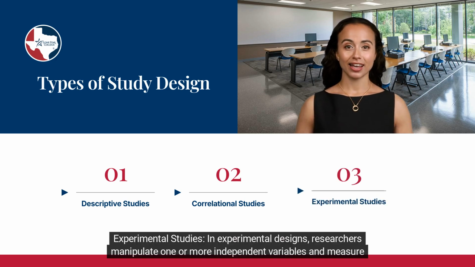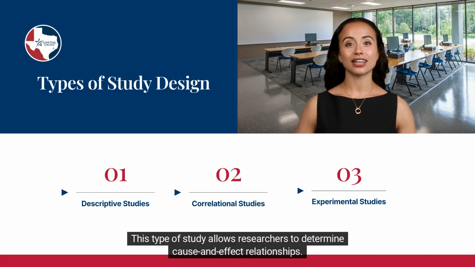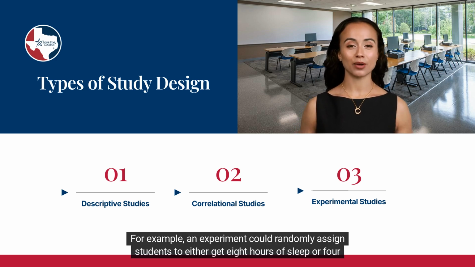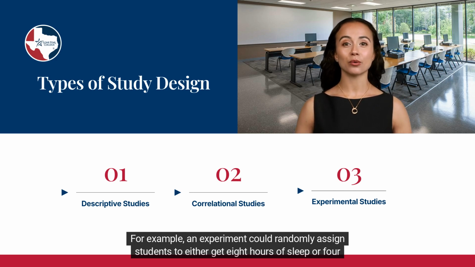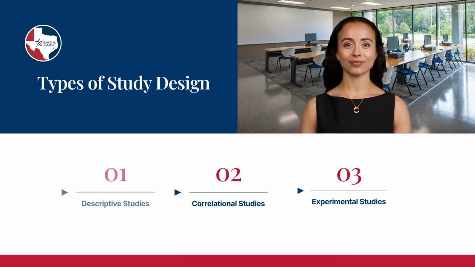Experimental studies. In experimental designs, researchers manipulate one or more independent variables and measure the effects on the dependent variable. This type of study allows researchers to determine cause and effect relationships. For example, an experiment could randomly assign students to either get 8 hours of sleep or 4 hours, and then test their exam performance to see if sleep caused differences in scores.